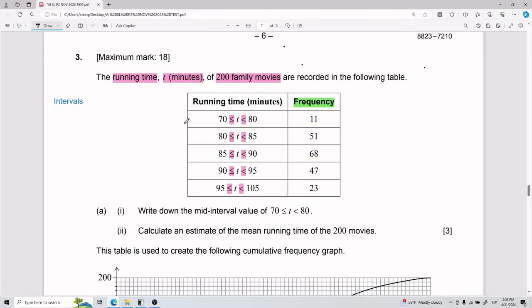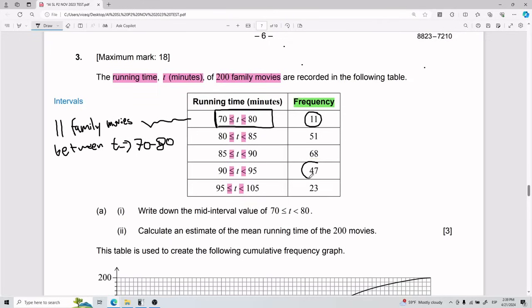For example, on this first one, you know that you have 11 family movies between 70 and 80. So there's 11 family movies that have a running time between 70 and 80. There's 47 family movies that have a running time between 90 and 95. Okay? And so that's basically what this table is telling you, right?